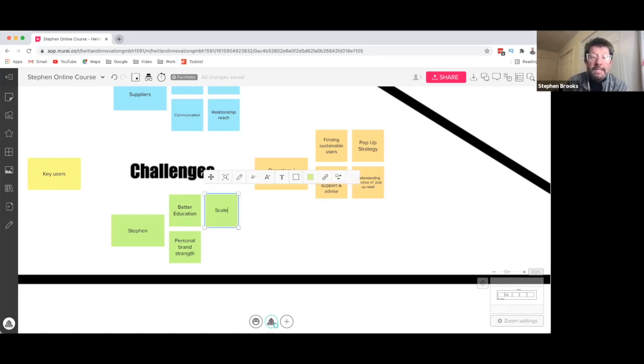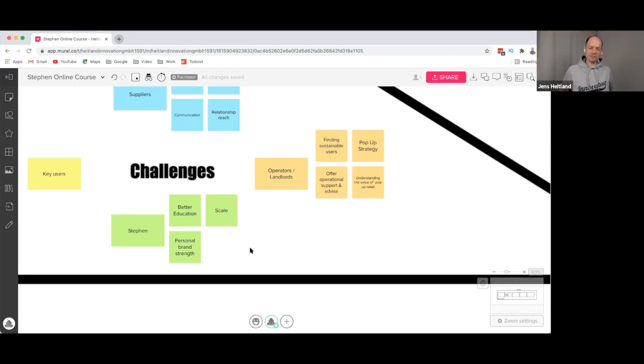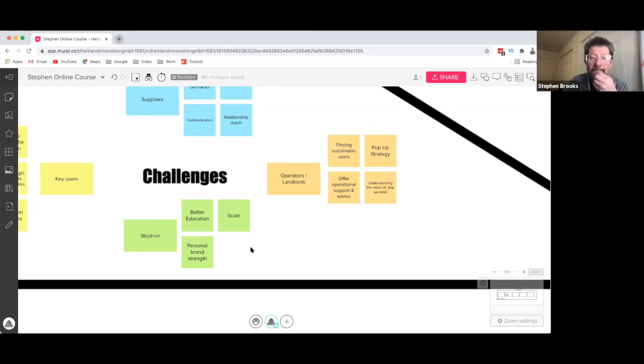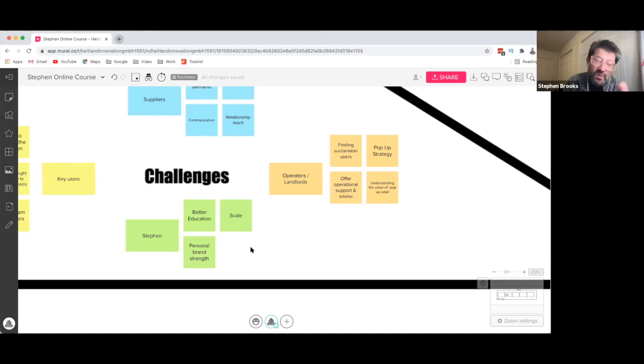And this isn't something that just sits in the US. This is something that's global. What we're talking about creating just doesn't work in Minnesota or in San Diego. It works in Berlin, it works in London, it works in Lagos, it works in Sydney. That falls under the better education side of things as well. So scaling, better education, personal brand strength.